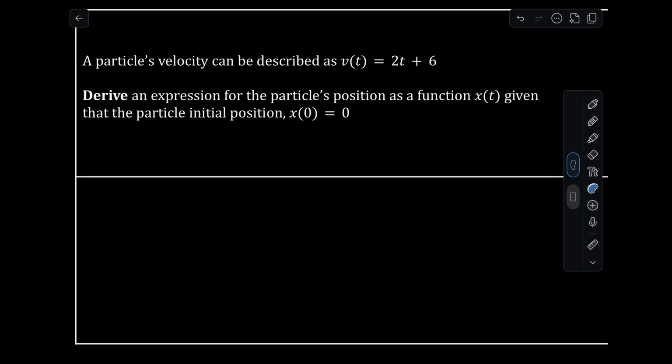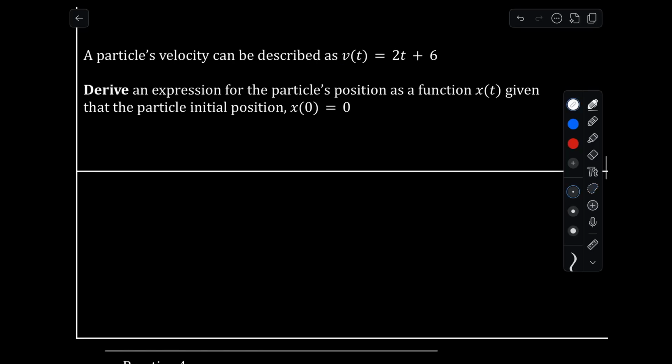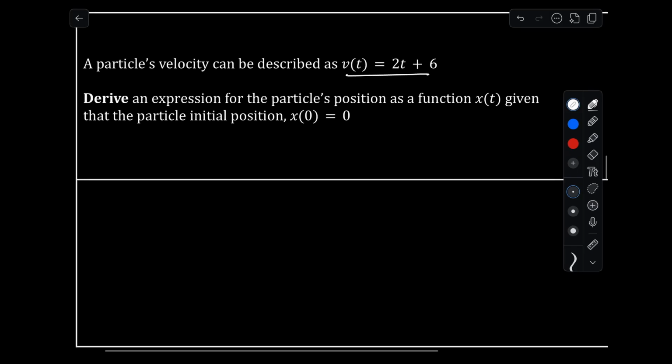and your velocity function. So the question is asking us, a particle's velocity can be described as v of t corresponding to 2t plus 6. And the question wants us to derive an expression for the particle's position as a function x of t given the particle's initial position x of 0 equals 0.